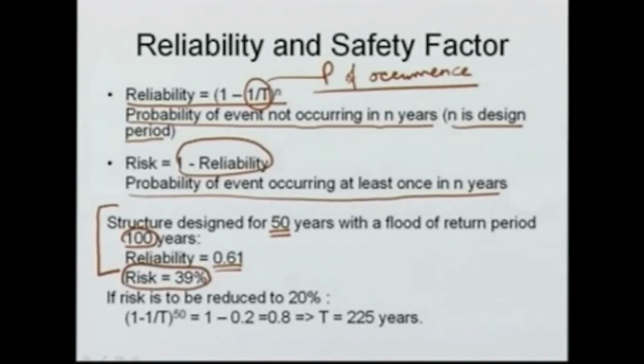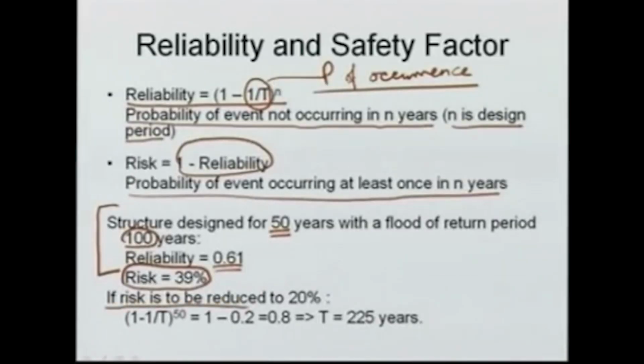Now, 39% risk may be too high in some cases. So, if we want to keep a risk of, let us say, 10% or 5%, then we can find out the corresponding return period. For example, if the risk is to be reduced to 20%, for what return period should we design the discharge? We can use the same equation, 1 minus 1 by T to the power 50 equal to 1 minus risk, equal to 0.8, which gives us a T of 225 years, meaning that if we want to have only a 20% risk, then we should take the 225-year flood or 225-year event to design that 50-year structure.